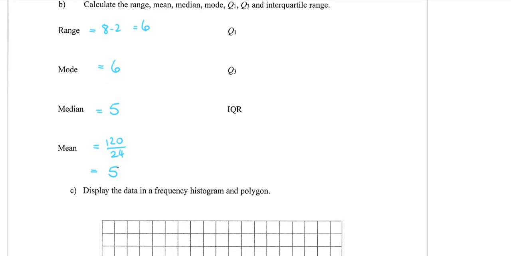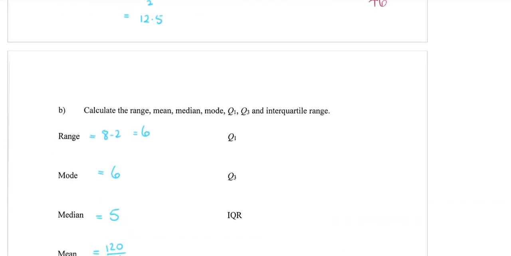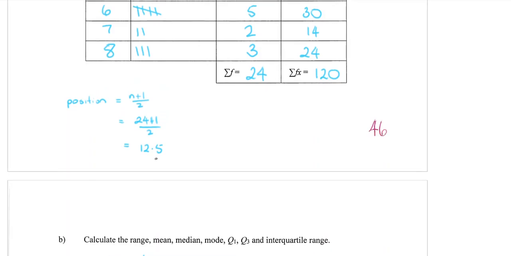All right, now the quartiles. When I look at my median, the position was 12.5. So 12.5, the 0.5 means it's in between, right? There are 12 numbers lower, and there are also going to be 12 numbers higher. So if I wanted the position of my quartile, I'm going to do 12 plus 1 over 2, because there was 12 numbers on the lower end. 12 plus 1 over 2 is 6.5.